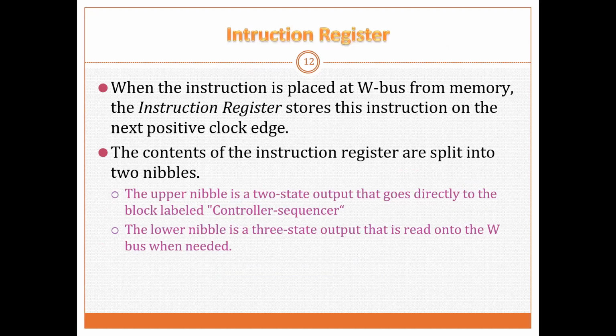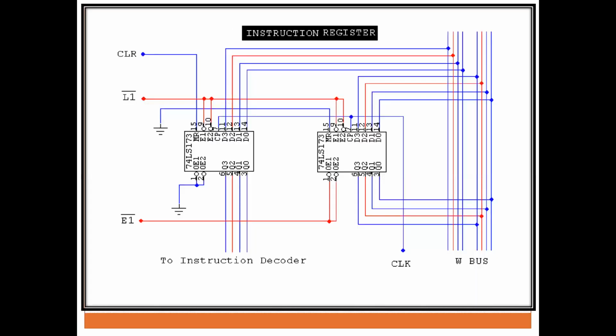Instruction register. When the instruction is placed on the W bus from memory, the instruction register stores this instruction on the next positive clock edge. The contents of the instruction register are split into two nibbles. The upper nibble is a two-state output that goes directly to the block labeled controller sequencer. The lower nibble is a three-state output that is written onto the W bus when needed. This is the schematic of the instruction register.